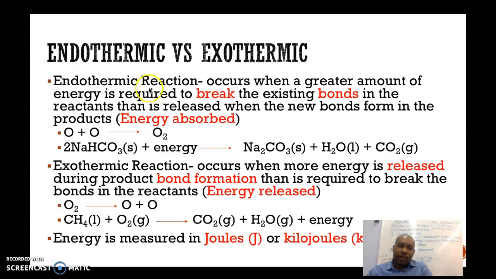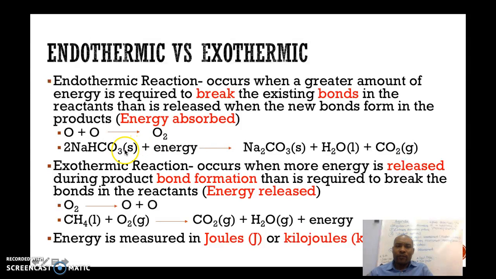Okay, and I gave a couple of examples here. So for this first example, if I have a single oxygen atom that's reacting with another single oxygen atom to produce an oxygen molecule, O2, this is going to be an endothermic reaction because energy has to be taken in, energy has to be absorbed in order to bond these two individual oxygen atoms.